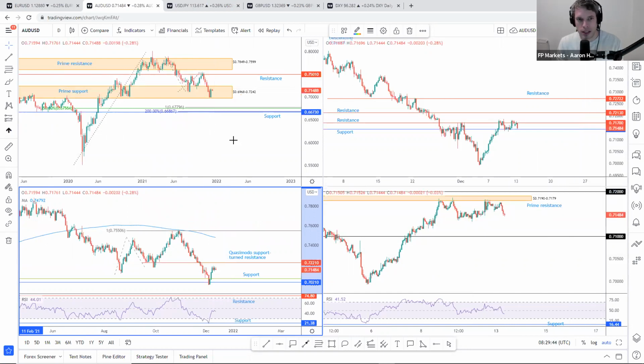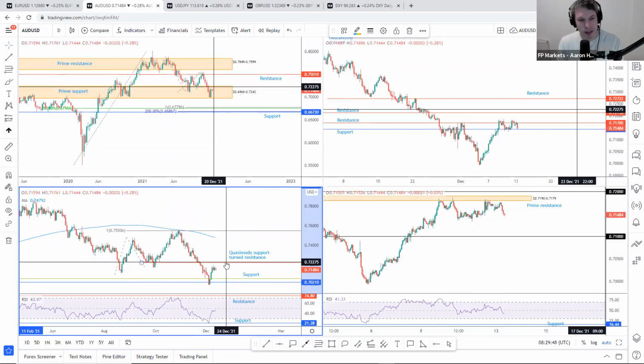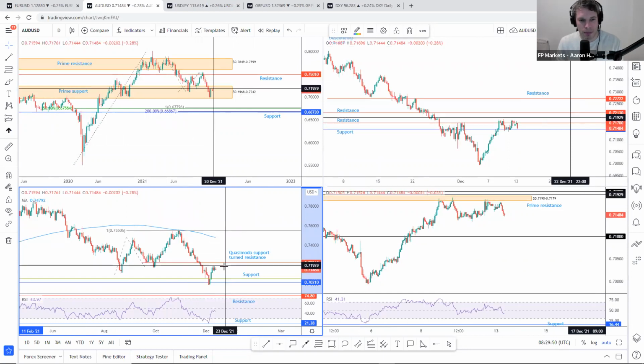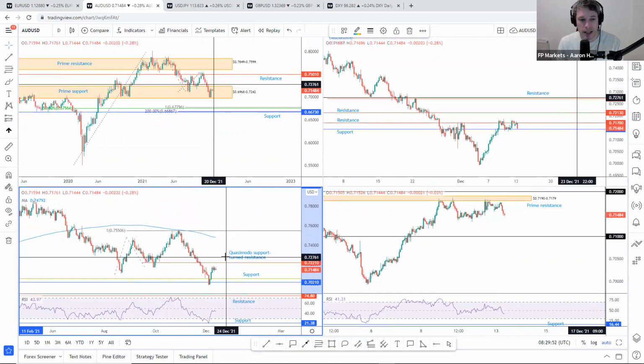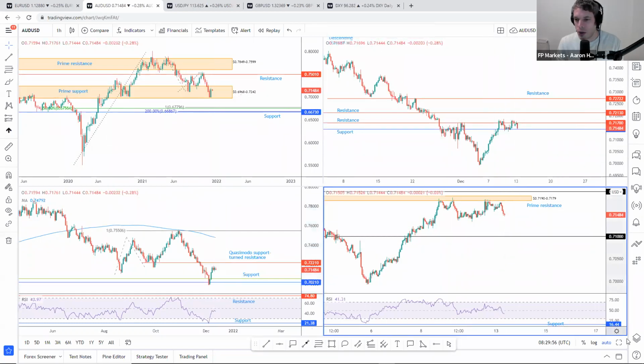Whether it's enough to contain the pressure coming out of the prime support on the weekly time frame is difficult to estimate at this point. Should we break above here, then do expect a continuation to the upside. Now on to the H1 time frame.